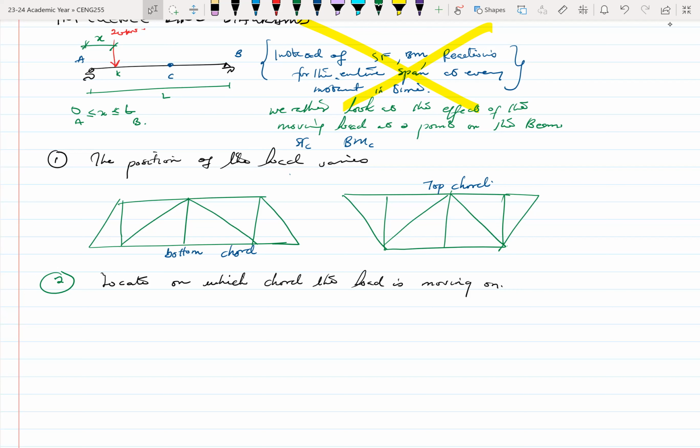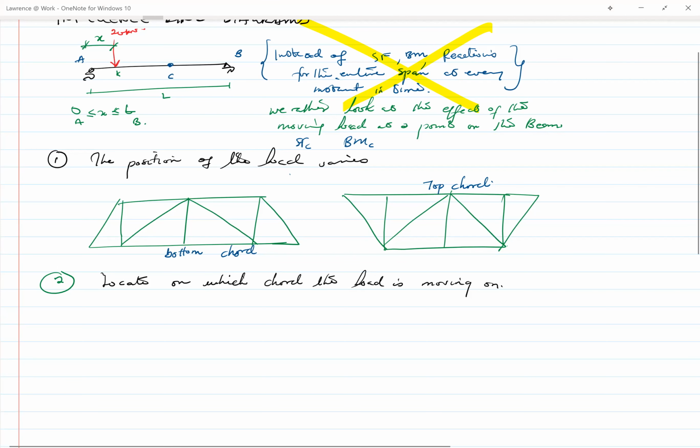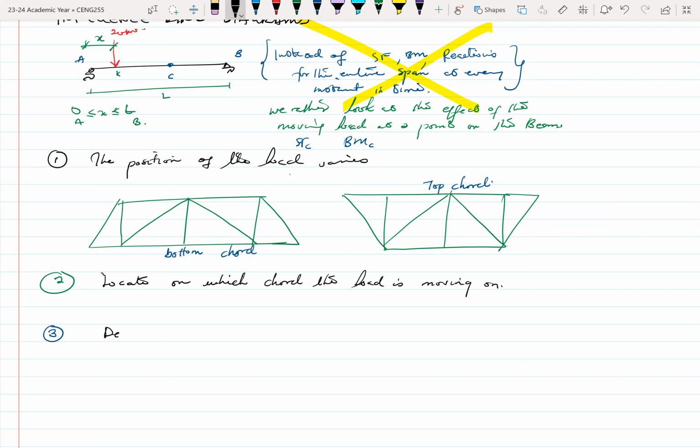All right. Okay, so once we have that in play, and we locate which chord the load is on, the third one will be to determine which members the ILD is needed for. All right.